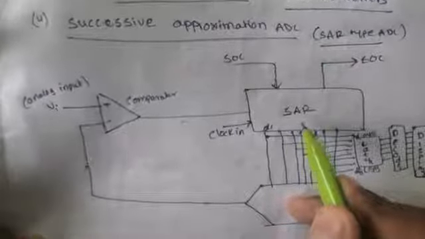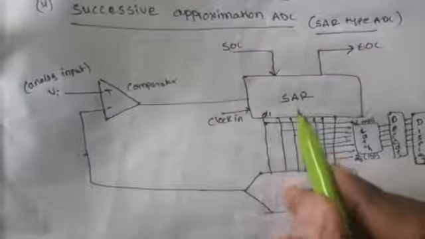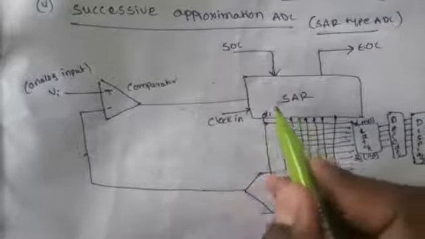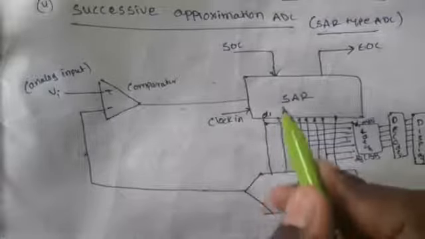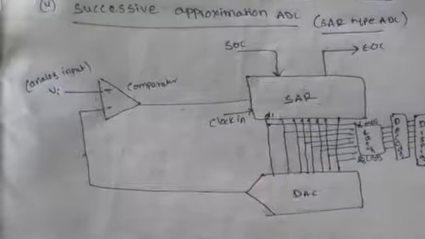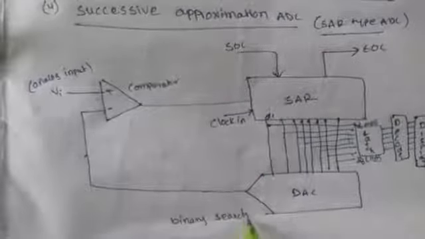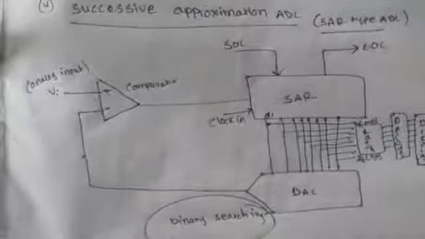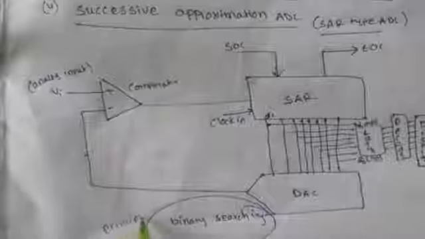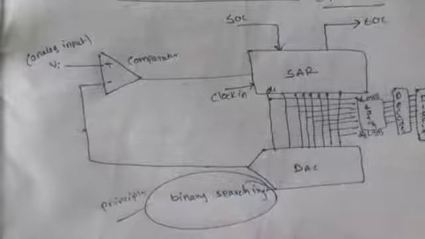In this successive approximation type register, it will store the counted value. For that register, the clock will be applied directly here. How will this successive approximation register perform its operation? It uses the binary search strategy, the binary searching principle, to operate. How the binary search works, I will explain.